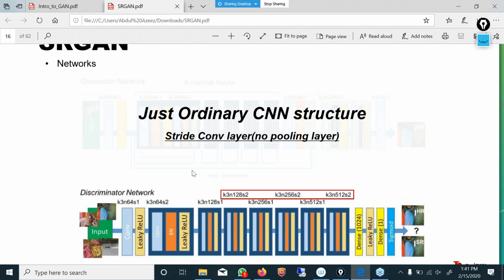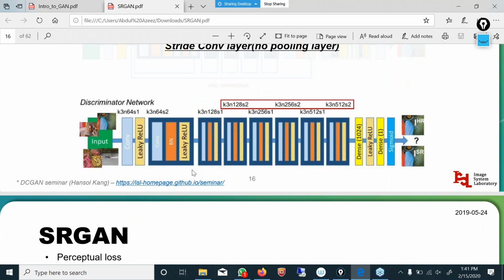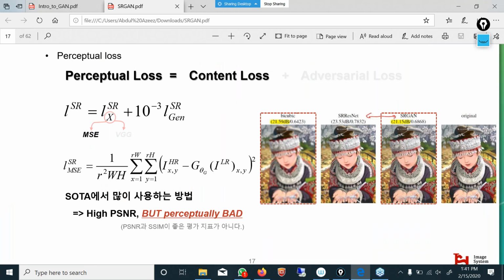If you notice over here, there is no pooling layer, because we are doing upscaling. We are not doing downscaling, right? So there is no pooling layer, and that comes to the loss function basically.